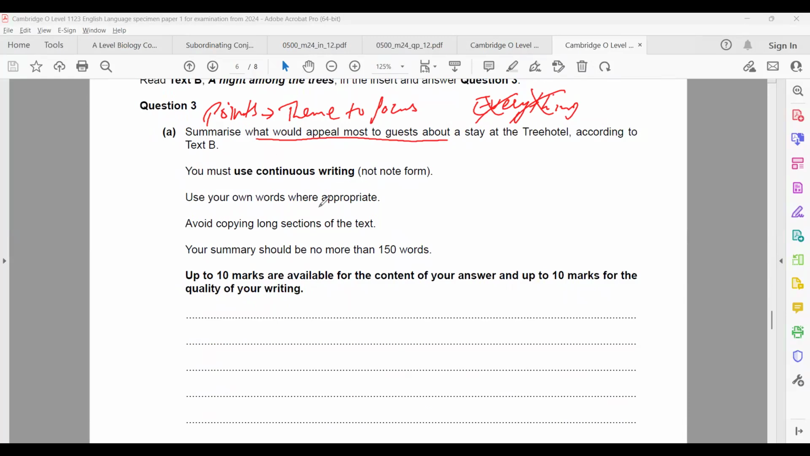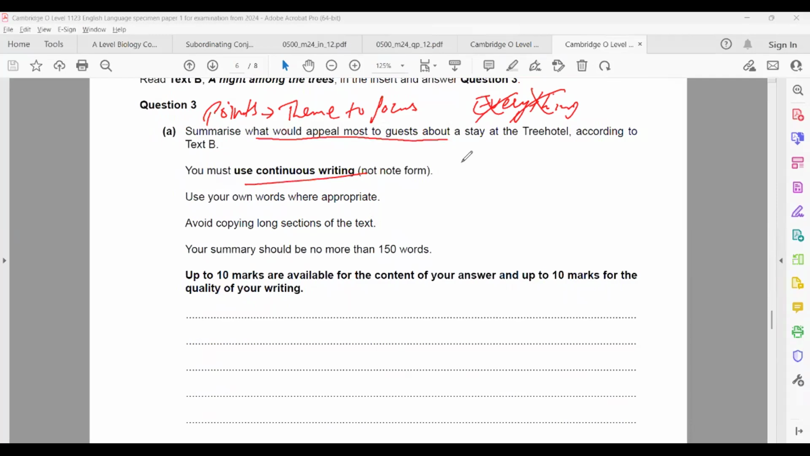Next, you must use continuous writing. So no bullet points. It should be a paragraph. Can you split it into two paragraphs? Sure, no issue. Can it work as a single paragraph? Yes, it can, because the word count is really low. It's only 150 words. It's not a lot.